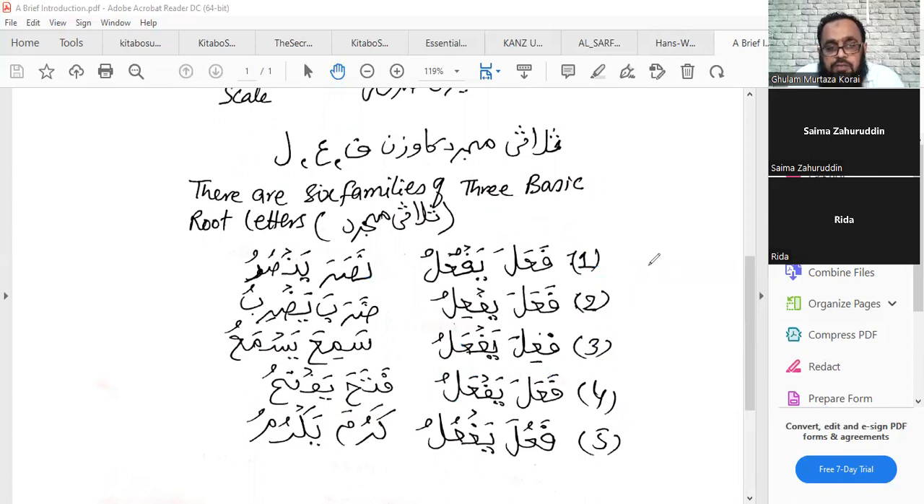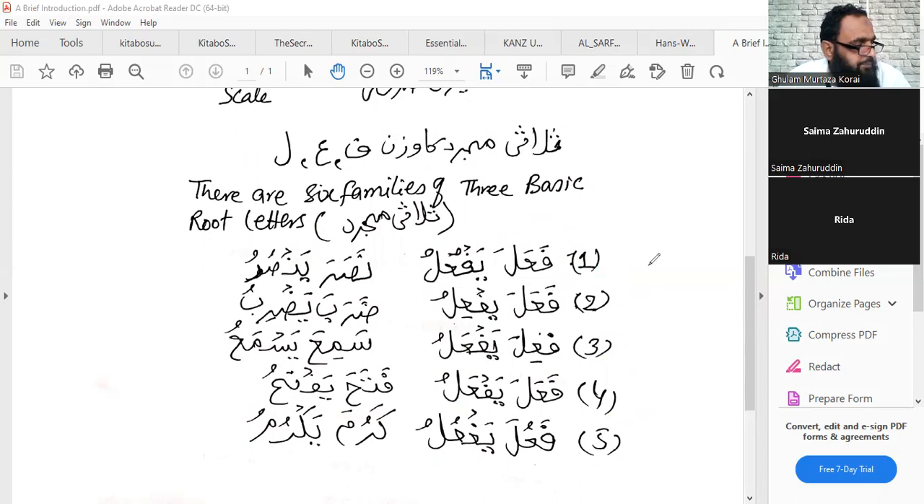The fifth family is fa'ila yaf'ilu, or we can make it the sixth as well, meaning ayn is maksur in the mazi and ayn is maksur in the muzari, like hasiba yahsibu. And the last one is fa'ula yaf'ulu, meaning ayn is mazmum in the mazi and ayn is mazmum in the muzari, like karuma yakrumu. These are the six families. Any questions?